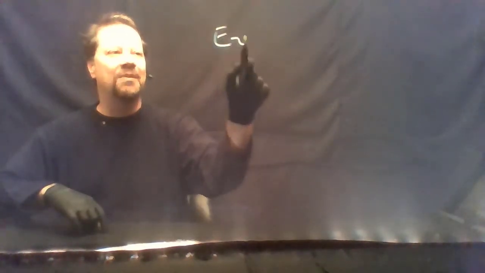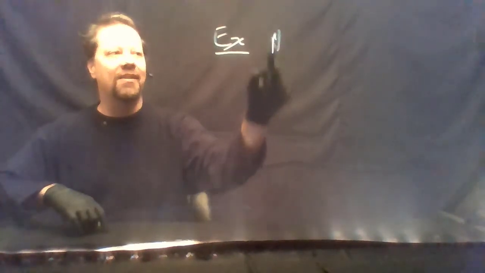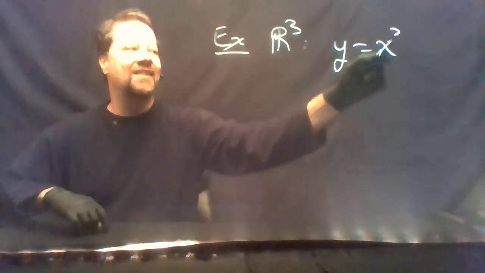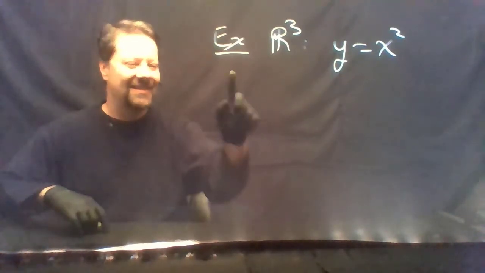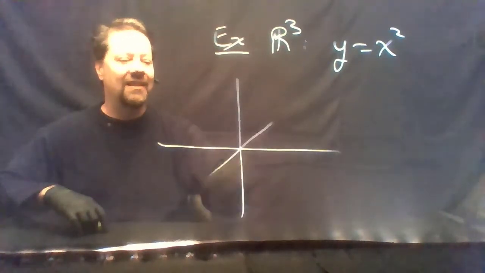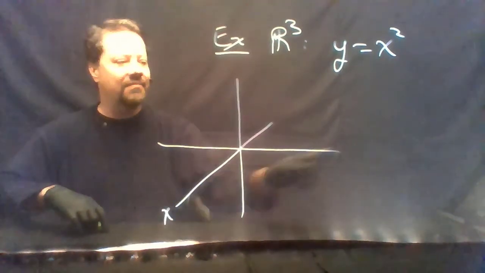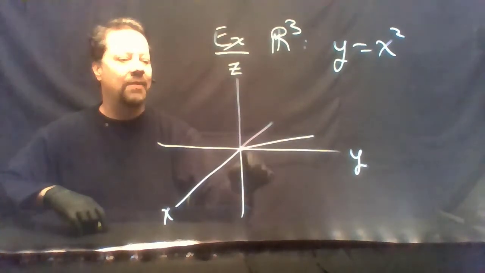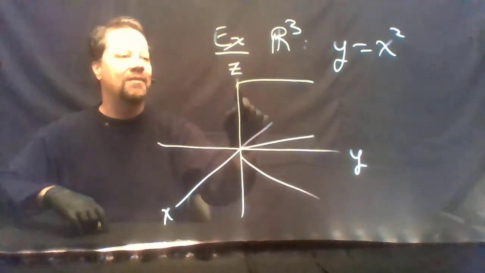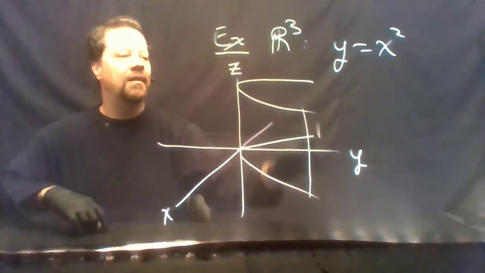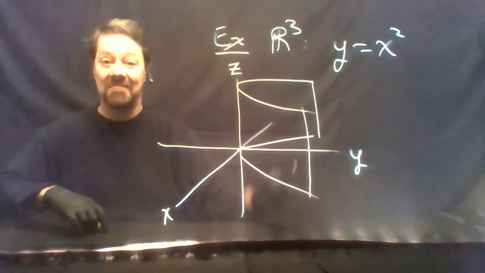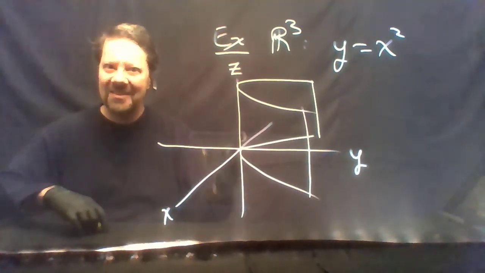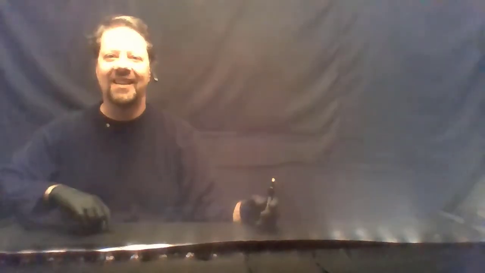As another example, suppose I'm in R3 again, and the equation I give you is y equals x squared. This too is a cylinder. In the xy plane we'll have a parabola, but that will be swept vertically. A cylinder, a parabolic cylinder, but still a cylinder.